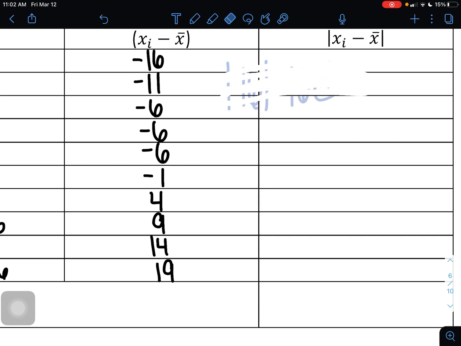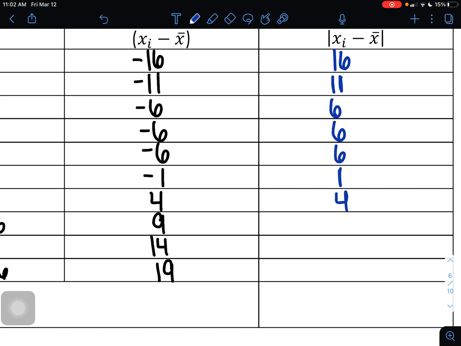They're just trying to figure out the distance from 0 to this number. I know that distance is 16 units. The next one is 11. Next row is 6, 6, 6. Ooh, I don't like that number. 1 right here. Then we got 4, 9, 14, 19.